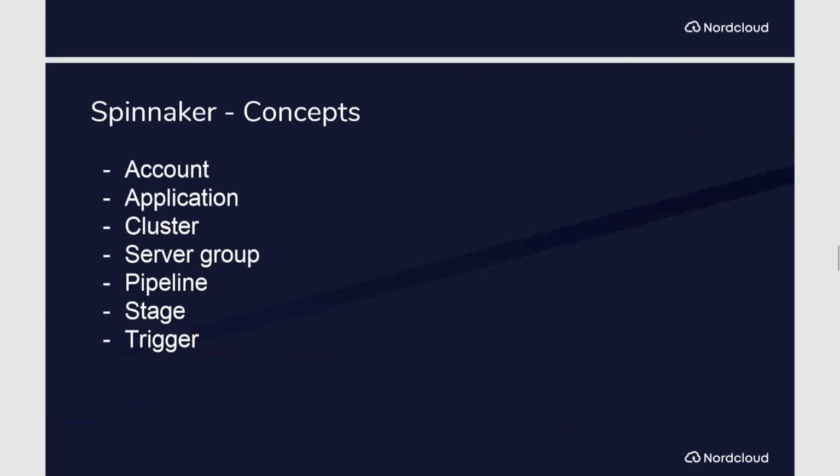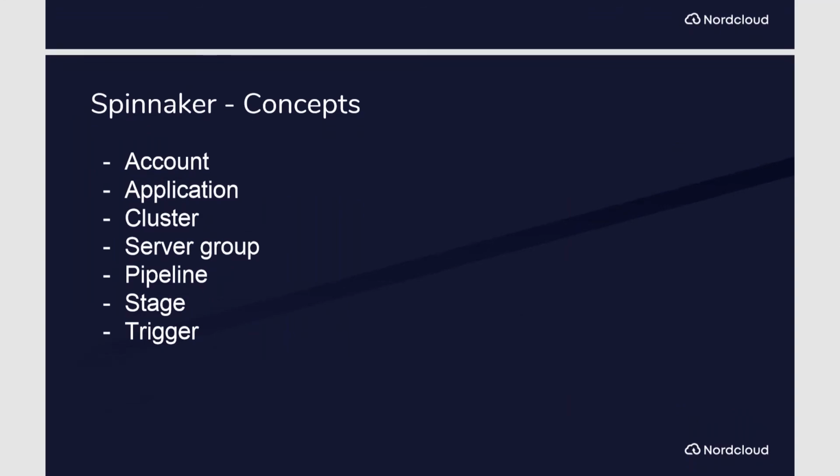And some concepts in here. So Spinnaker has its own methodology and its own terms. And the top level one is, I would say, the account. So on top of AWS, this matches to the AWS account. And if you are running Kubernetes, this matches to a single set of credentials against your Kubernetes cluster.